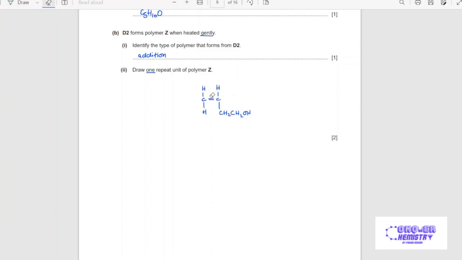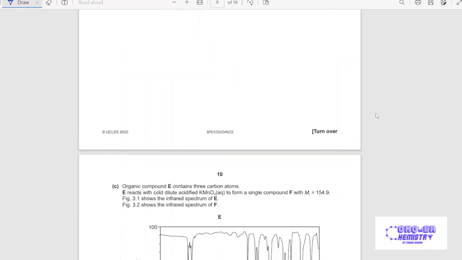So we need to draw just 1 repeat unit. So what we'll do is get rid of the pi bond. We have a sigma bond left, and we're going to have a single bond over here, square bracket, show the repeat unit beginning, continuation bond, square bracket, to show the end of the repeat unit. This continuation bond is a little longer than usual. The reason is I wanted to draw this ending square bracket, and it wouldn't have been possible if the CH2OH came in the middle. All right. So that is 1 repeat unit of this polymer Z.